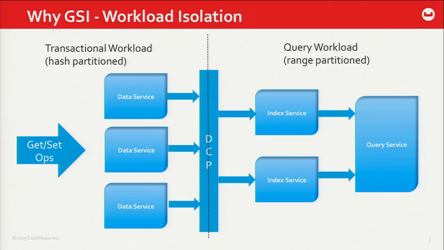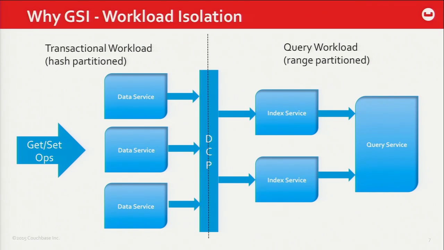Another reason is workload isolation. In this diagram, you see I have 3 data servers and 2 index servers. And your data service does what it's doing today, right? It takes the memcache get and set operations, those mutations get applied to your data service, and the data service itself is hash partitioned. So this is your regular transaction workload.